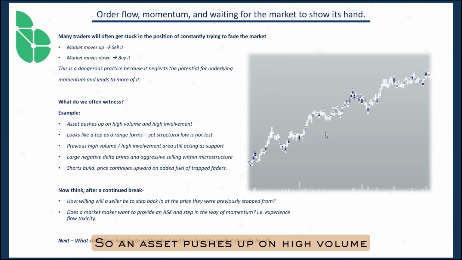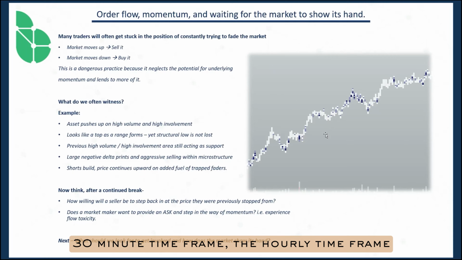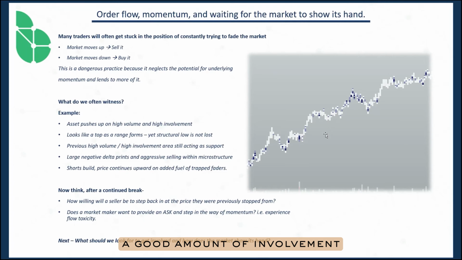So an asset pushes up on high volume and high involvement, which brings a lot of people into the market. There can be high volume, but not necessarily a lot of trades. There can be a lot of trades, but not necessarily high volume. So we want to see both, and this is why sometimes looking at a tick-based chart is essential. Although when we see that volume has been occurring across a period of time, like the 30-minute or hourly time frame, and it's been consistent, we can imagine there's a good amount of involvement, especially when we're at structural highs, areas that should be resistance, where both sides really step in.